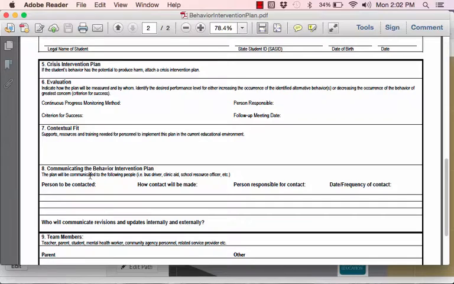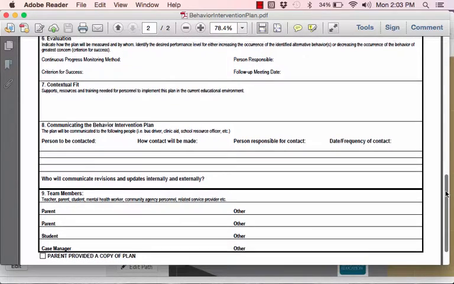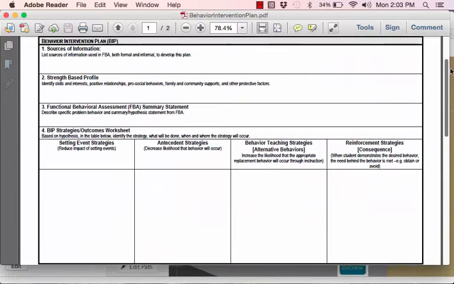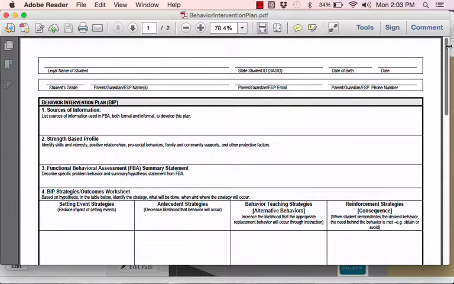And then we're required to communicate with stakeholders. Who will be the person that will be contacted as a result of our information about the efficacy of the plan, how that person will be contacted, when they'll be contacted, the date and the frequency of contact. So this is a great example of a behavior intervention plan format that I wanted to bring to your attention.